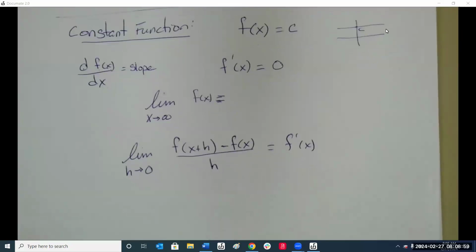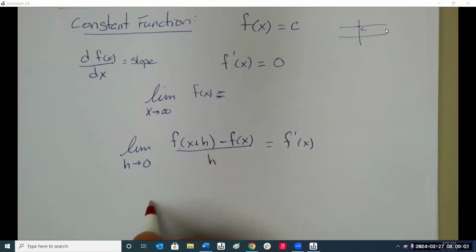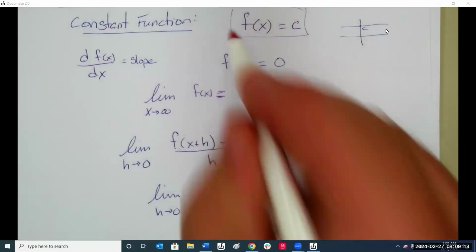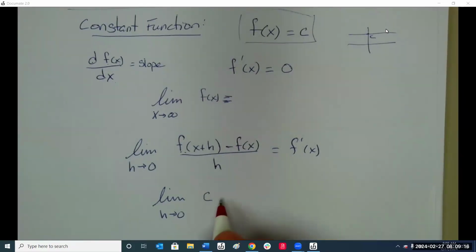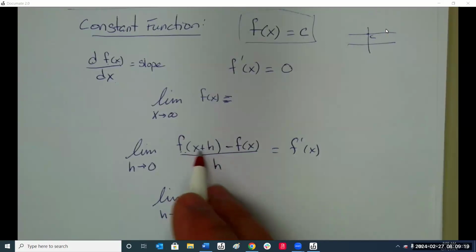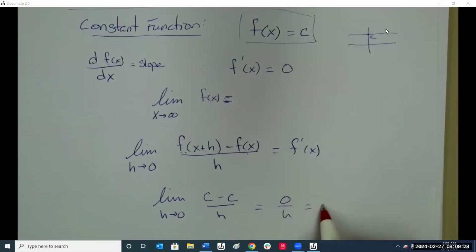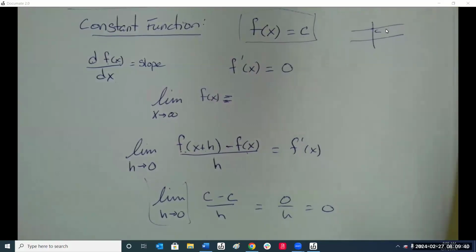So if you look at this one, the limit as h approaches 0, what is the function? We're looking at this one. What is the function? c. And since there is no x, we can't put a plus h. The function itself is c. So we got 0 over h, which is 0. So we didn't have to take the limit because it goes to 0 automatically. So that's what we're looking for in this equation now.